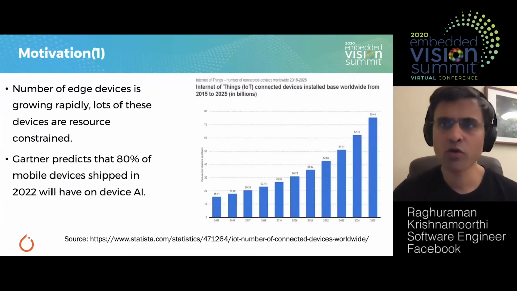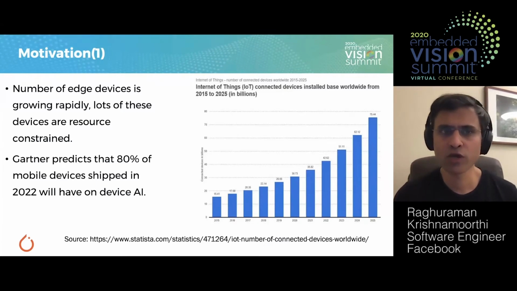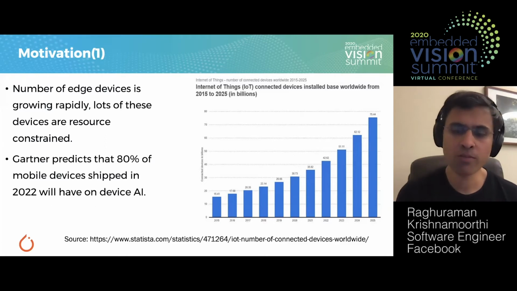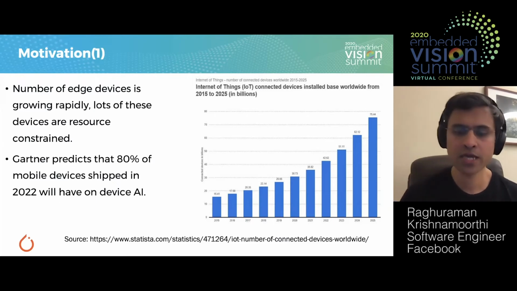So why do you want to do quantization? This is a slide that requires no explaining to the audience here. There is an explosive growth in the number of devices that require AI capabilities which are getting deployed. And these devices are going to be resource constrained, with many constraints in terms of compute, memory bandwidth, power, and connectivity.